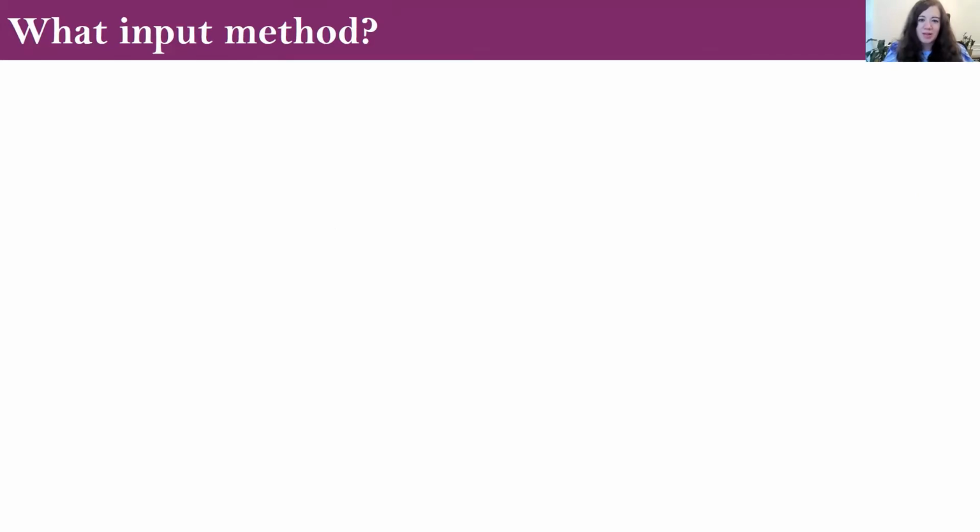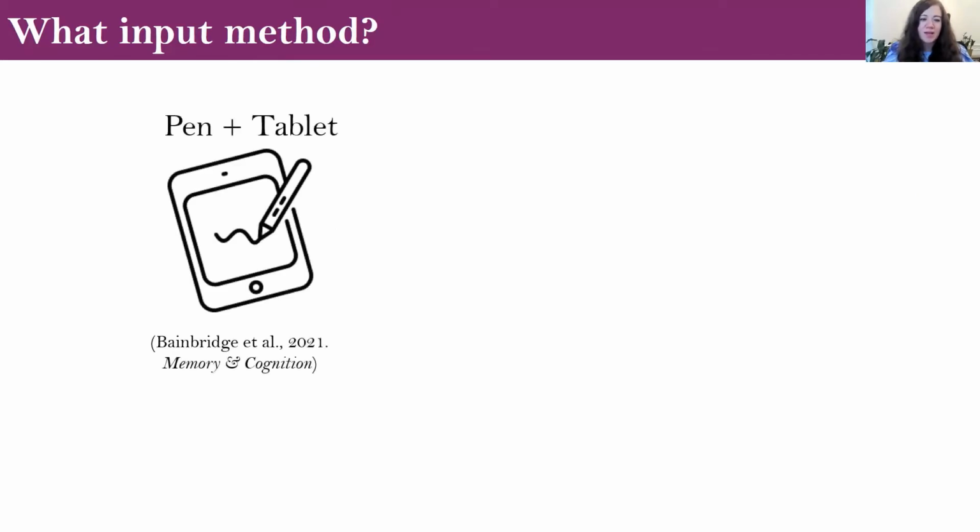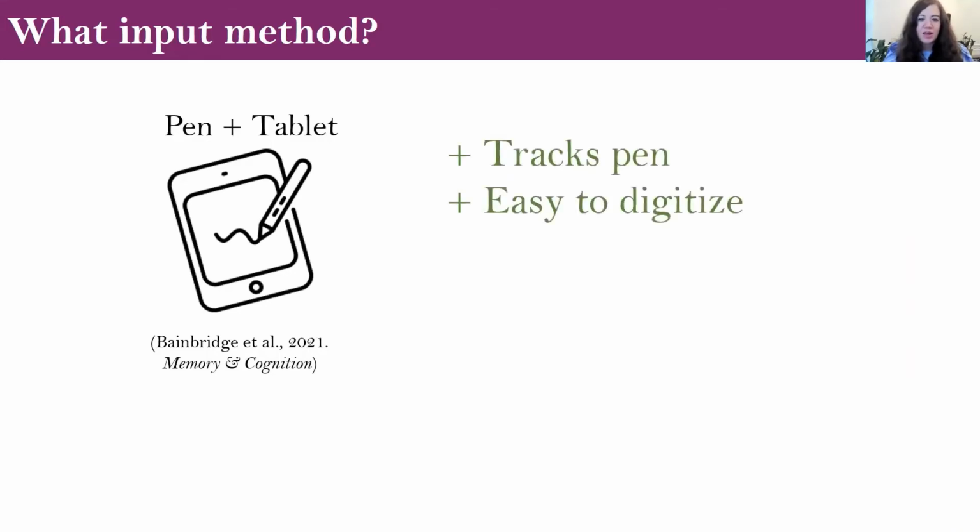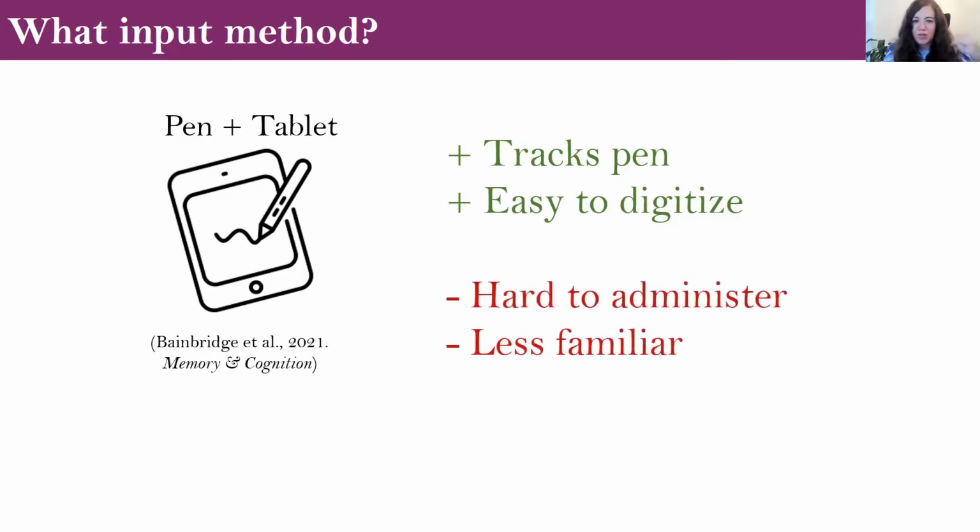Another input method that you could consider using is a pen and tablet like we did in our memory and cognition paper. This allows you to track the pen so you can see the order of people's strokes when they're making a drawing, and it's very easy to digitize these tablet drawings. However, there are some cons as well. This can be hard to administer. As you can imagine, whenever you introduce a new piece of technology into an experiment, that introduces another potential source of error. This also might be a less familiar interface for participants, so it might feel less natural for them using a tablet to draw.